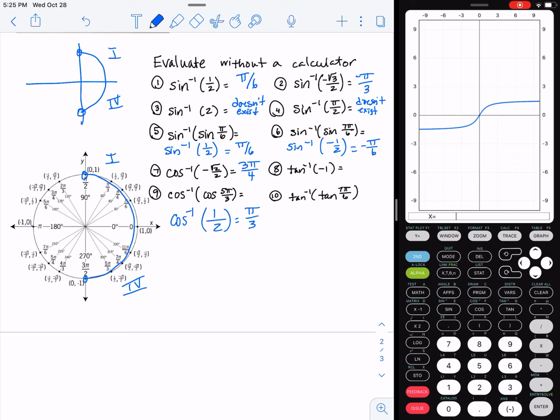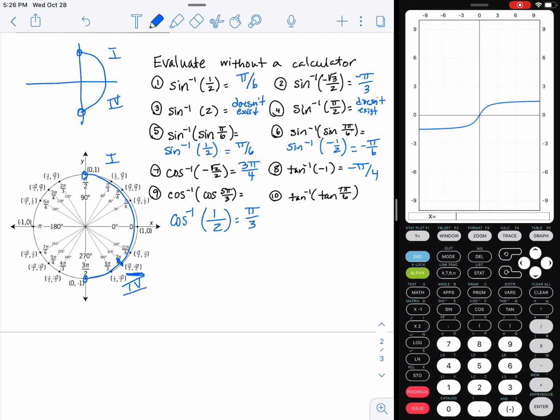All right, so taking a look, the tangent is negative 1. Well, think about what tangent is. The tangent is the sine over the cosine, correct? So where is the tangent negative 1? Well, the tangent is negative in quadrant 4. Where in quadrant 4? When you take the sine divided by the cosine, that's going to be right here at negative pi over 4.